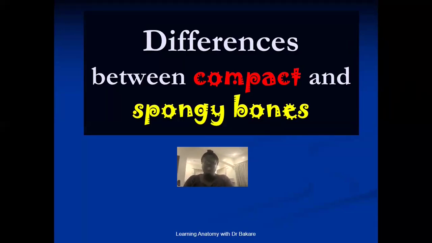In this lecture, we'll be looking at the differences between the compact type of bone and the spongy type of bone. We'll be putting these differences in a tabular form so that in case we are asked during examination, it will be easy for us to highlight.